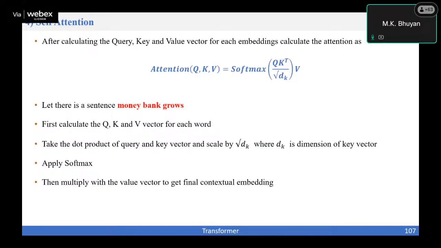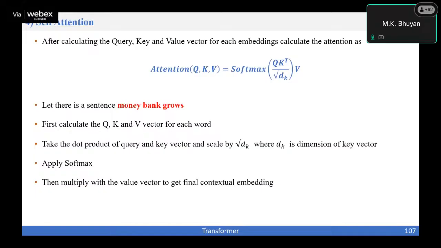Otherwise, if the dimension is growing, this value will go higher and higher. That is why we have to do the normalization. So to normalize the output of the dot product, we divide it by root over dk, where dk is the dimension of the key vector. After this we apply the softmax, and then we get the attention. So attention is QKV we are getting.